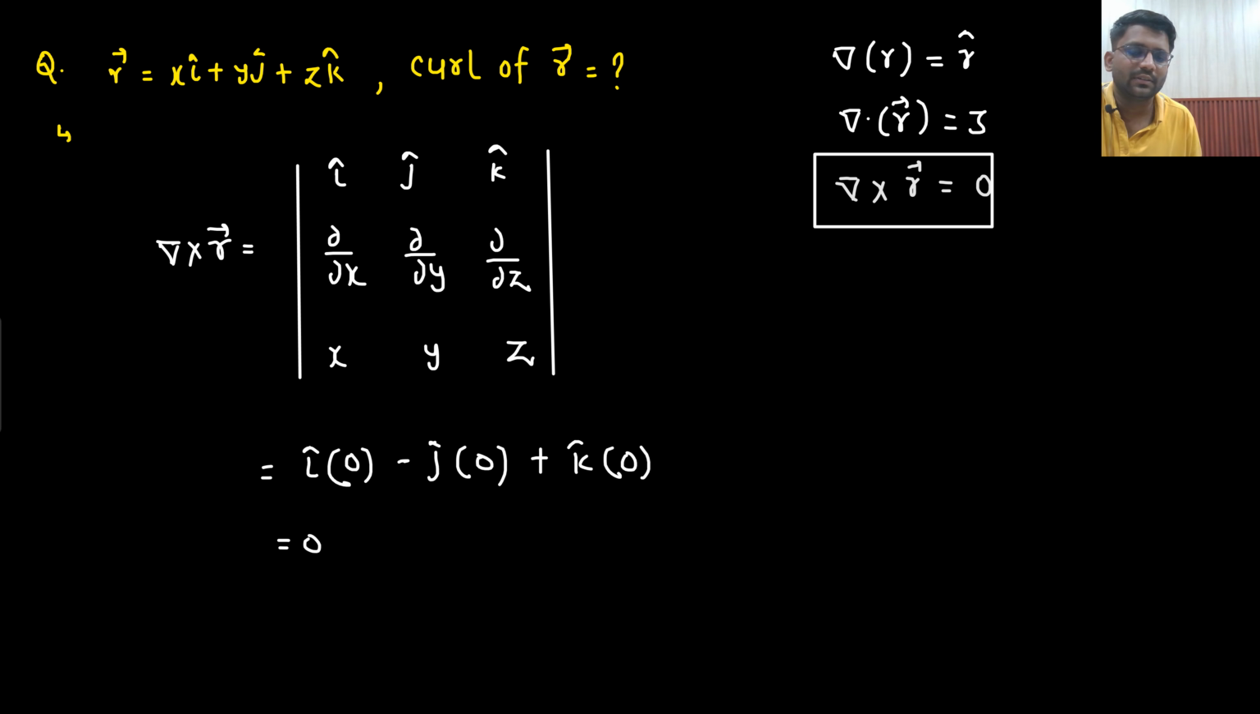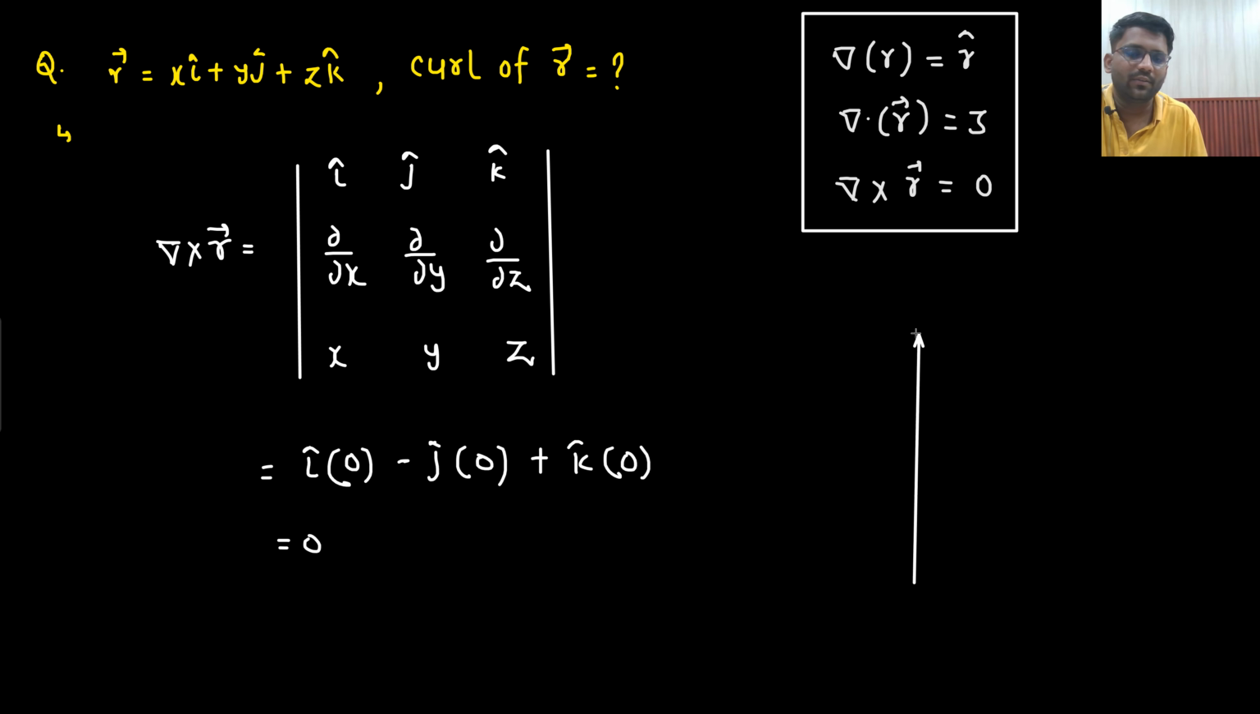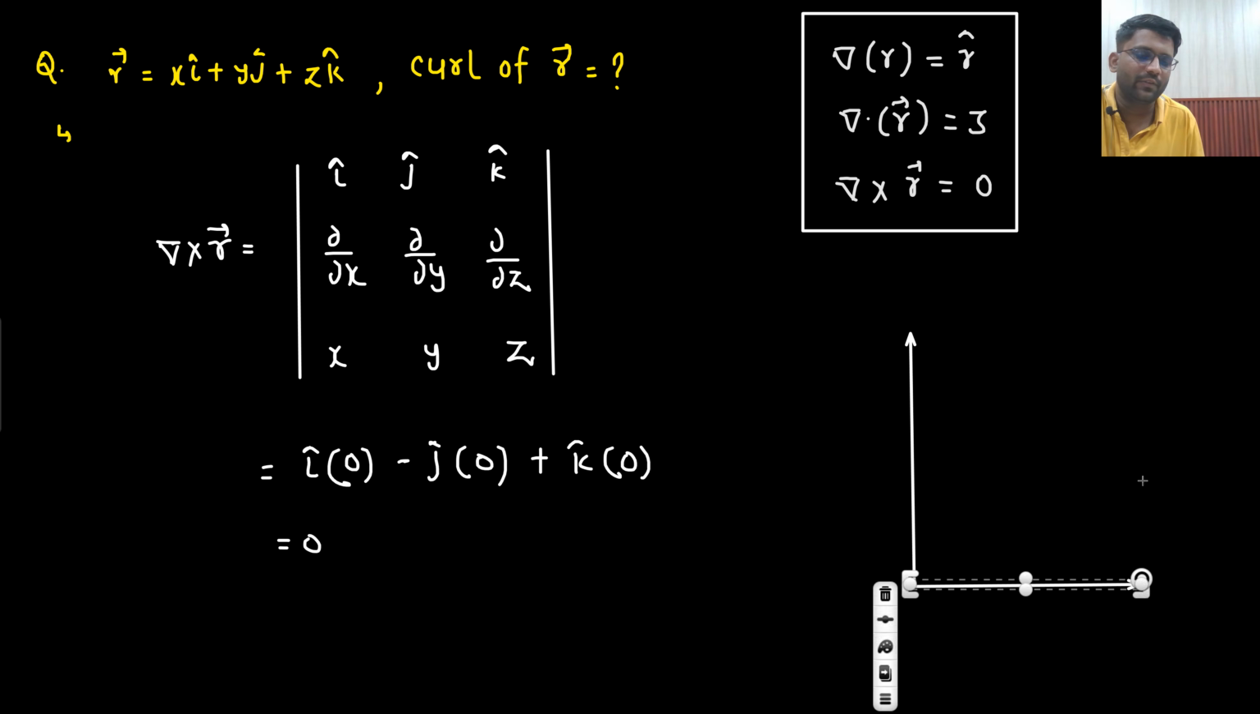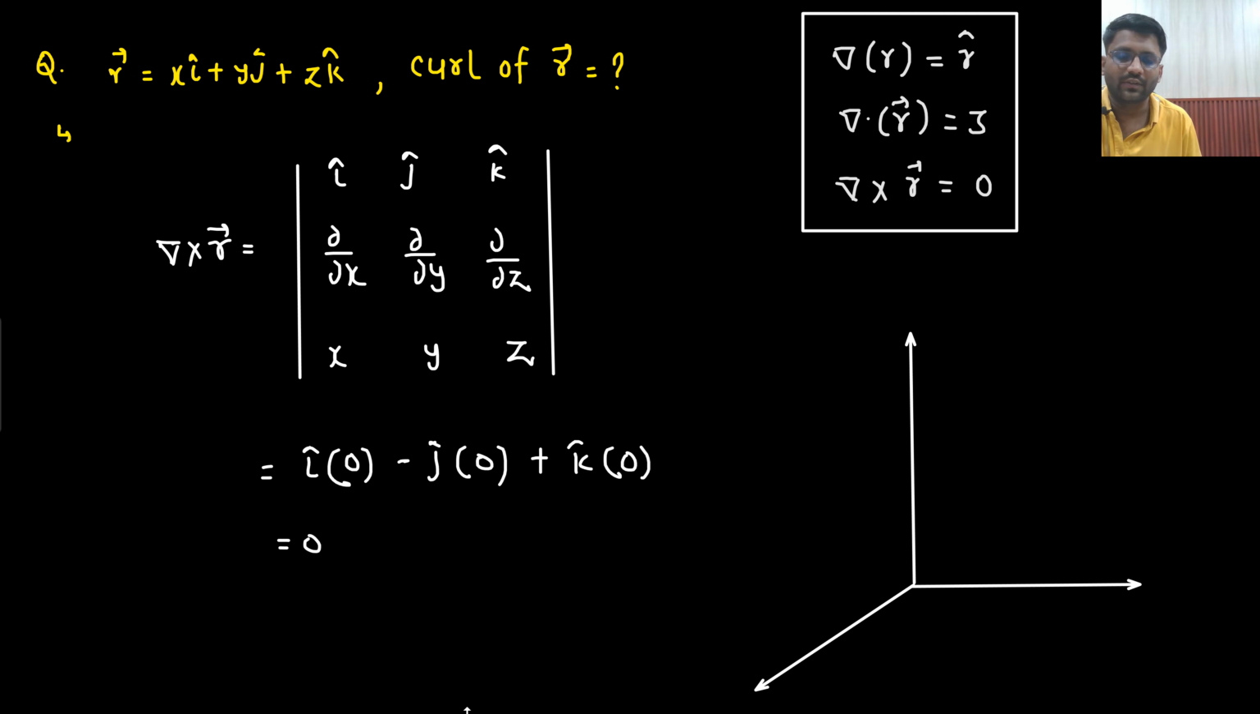Why is it pretty obvious? All three answers we have. Why is curl of R 0? Because of how the vector field will look. This is how the vector field will look, no? Because this is your position vector. So how does the position vector look? The position vector looks somewhat like this. This is how the position vectors look.